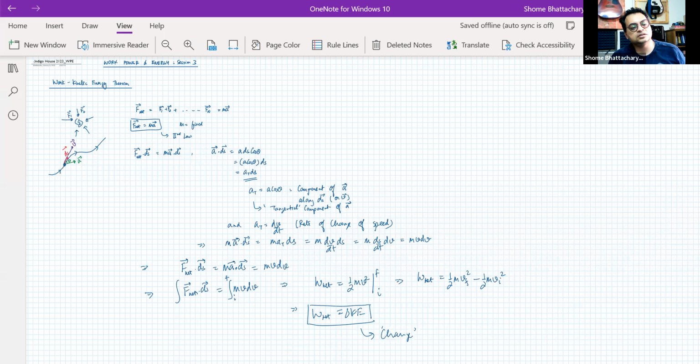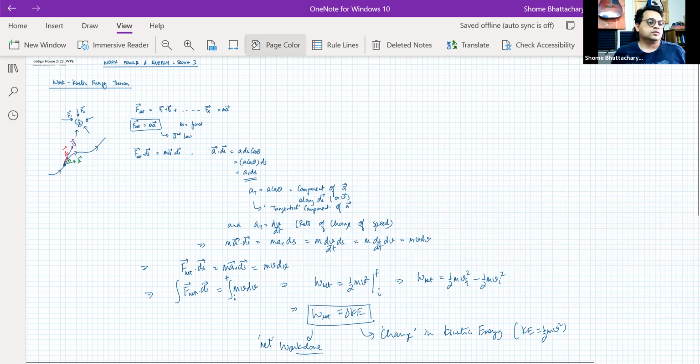This is the change in kinetic energy, and this is the net work done. Okay, so just make a quick note of this to recap this part, and then we will look at more examples and application of this.